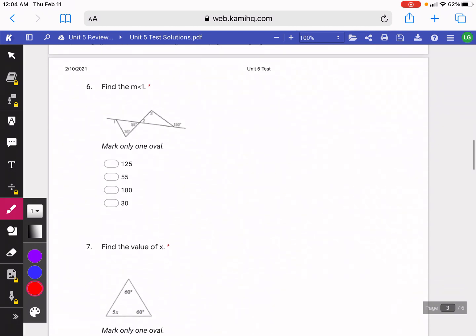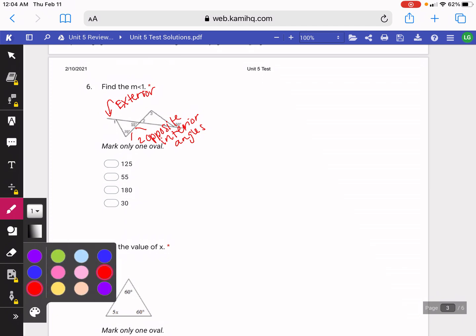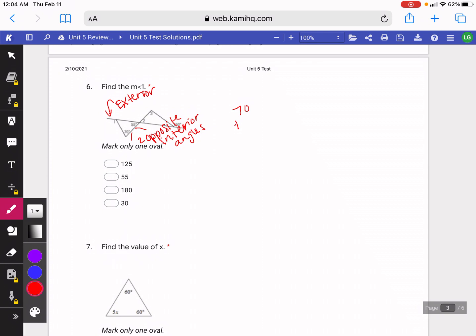In this next picture, they want us to find the measure of angle 1. Angle 1 is on the exterior. So this would be the two opposite interior angles. Well, we learned that to get the exterior angle, you just add the two opposite interior angles together. So all you have to do here is add 70 plus 55. This comes out to 125 degrees.